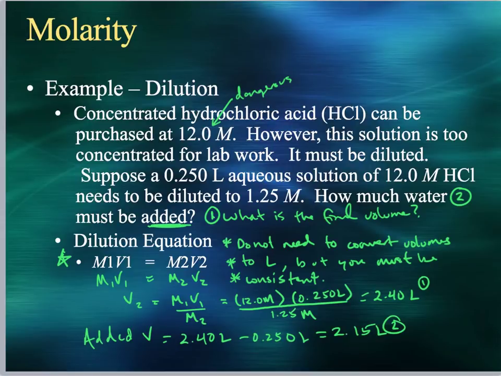So they are similar. In order to answer question 2, if it does ask you question 2, you have to first do question 1, what is the final volume? You have to find V2 using your dilution equation. And then if it wants to know how much did you actually add, well, it wasn't 2.40 liters here. That's what the final amount was. You added 2.15. So that's your difference.